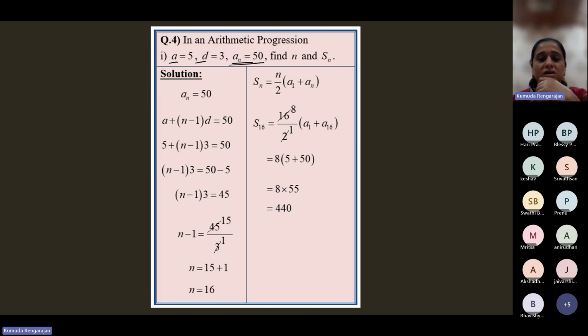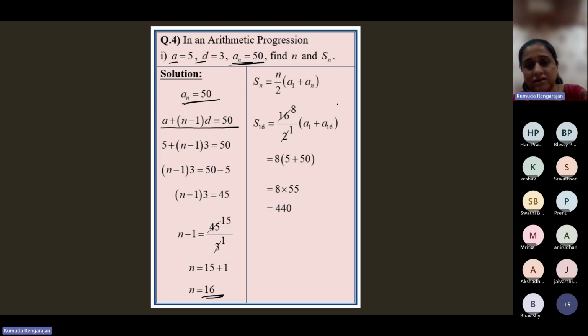So use this equation. AN is equal to 50. So what is AN? A plus N minus 1 into D is 50. Substitute the values of A and D and solve and find the value of N. That's how you find N.